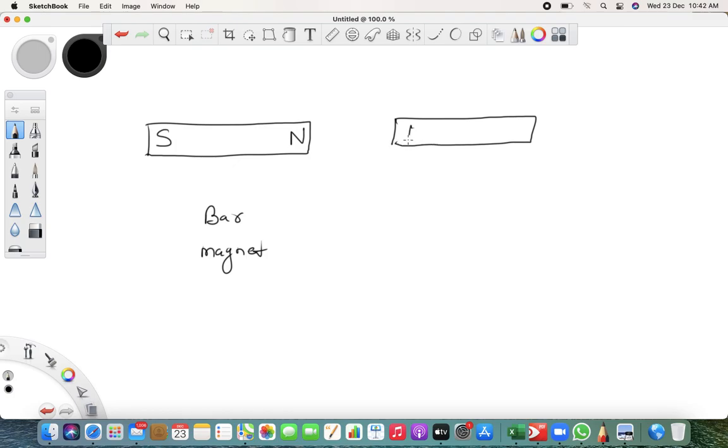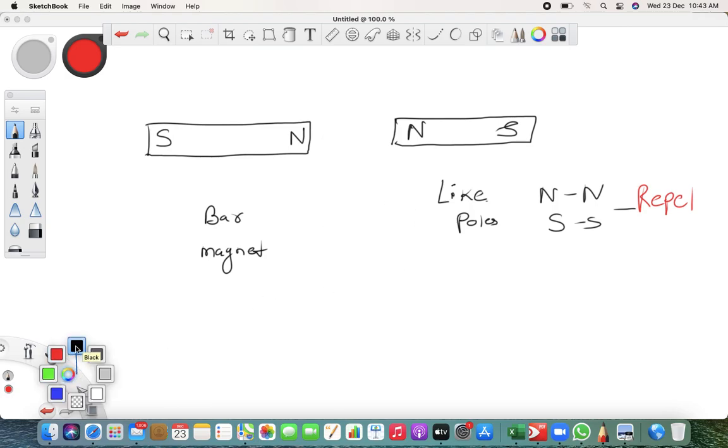Now the other thing you have noticed is, in a bar magnet, when you try to put two bar magnets near each other, either attraction or repulsion happens. In what way will it happen? Like poles, if you take north together, or if you take south together, they repel each other. So like poles repel means they will go away from each other.